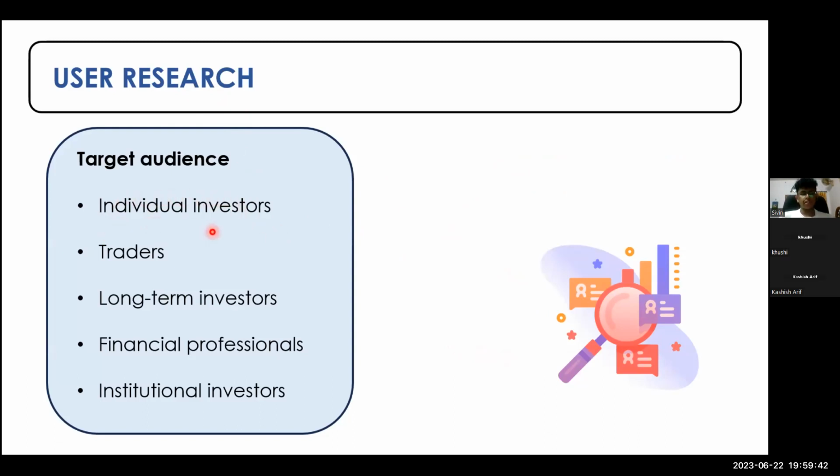First is individual investors. This can be beginners or advanced investors. Then traders. These include active traders who go for profit making in short-term price fluctuations. Next is the long-term investors. They buy and hold the stocks for years or even decades, so they are interested in portfolio tracking and dividend reinvestment. Next is financial professionals. This includes financial advisors, brokers, and wealth managers who help clients with their investment decisions. And next is the institutional investors. This includes mutual funds, hedge funds, and pension funds.